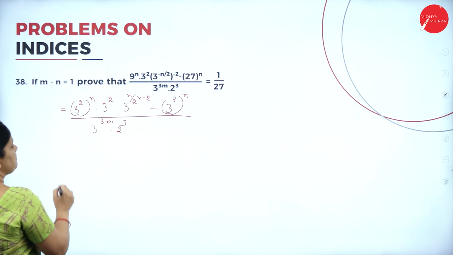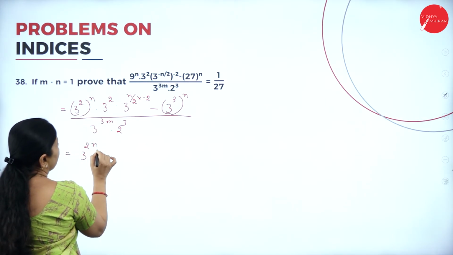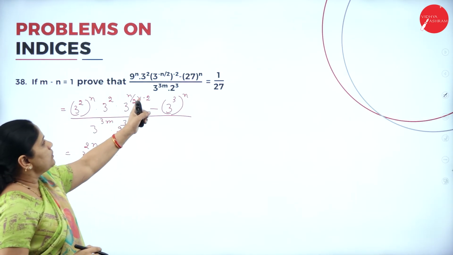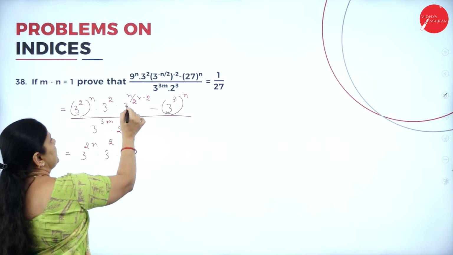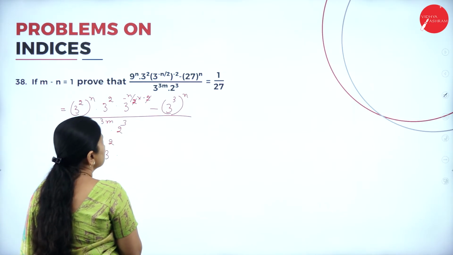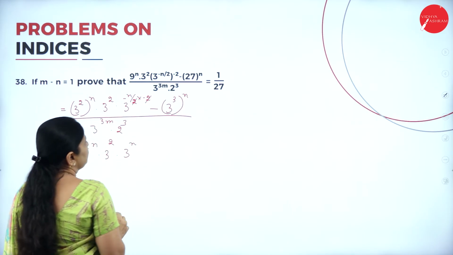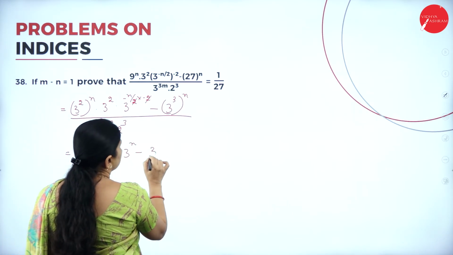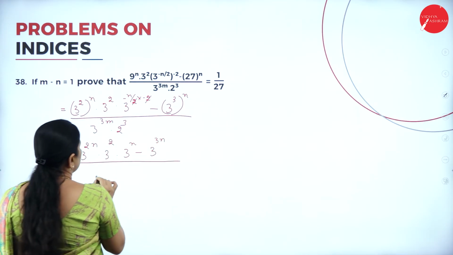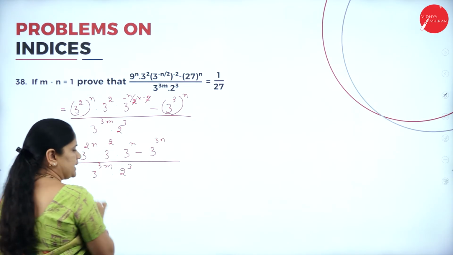Now this can be simplified further. So I will write it as 3 to the power of 2n into 3 square into, so minus n by 2 into minus 2. So 2 and 2 get cancelled. So I am left with n. So 3 to the power of n minus 3 to the power of 3n, whole over 3 to the power of 3m into 2 to the power 3.